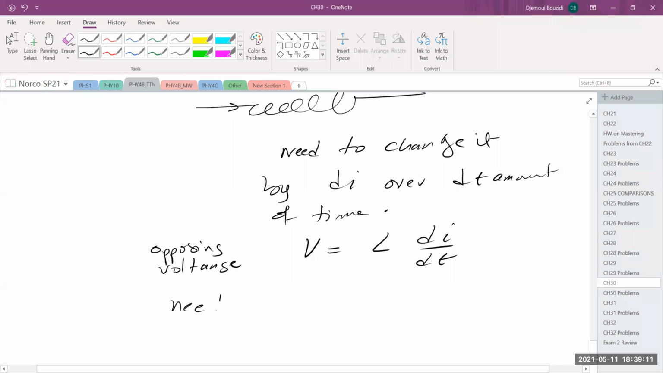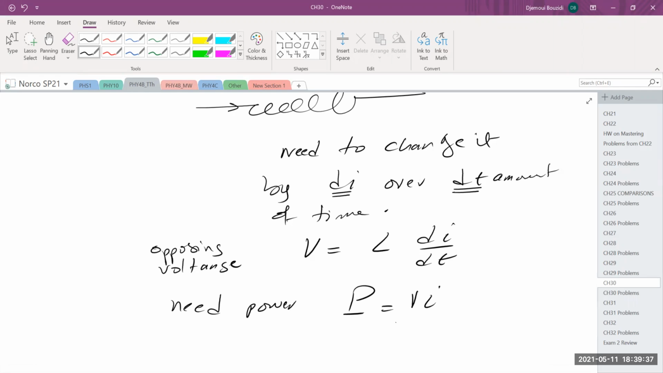I need power P, which is just VI. That we saw a long time ago. So this is the power that I need to deliver to change the current from I to I plus dI in an amount of time dt. If I want to do that, this is how much power I really need to deliver to overcome this. So at the end of the day, I have increased the current, but I have put the power that I supplied into energy inside the inductor. So I can retrieve it later somehow.